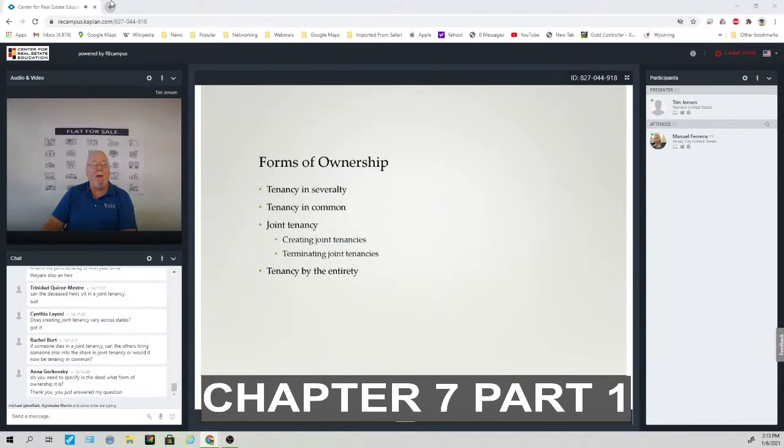So that's something you have to remember, is that if you take ownership of property, multiple people, and you don't specify the type of ownership you're taking, then it automatically defaults to tenants in common.